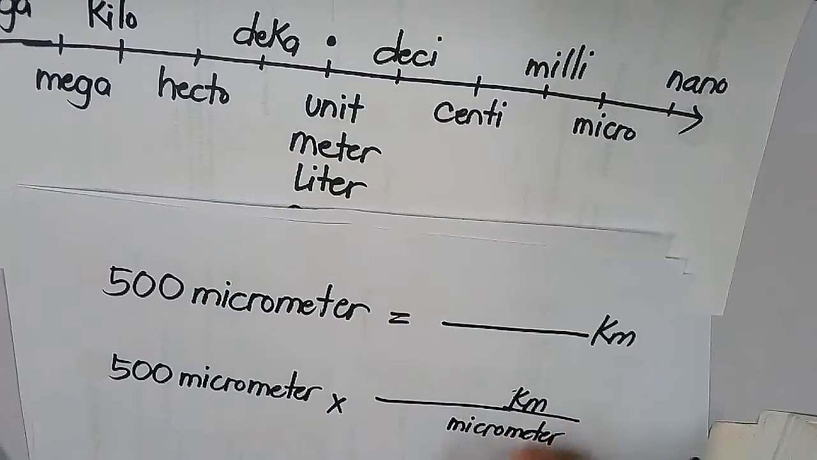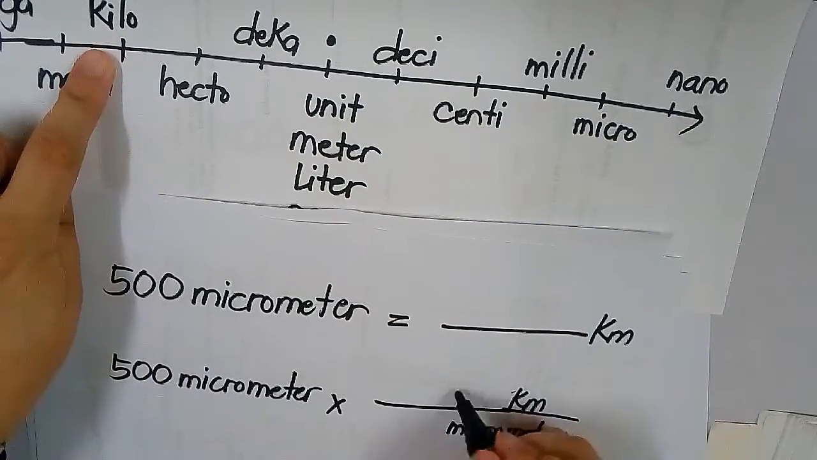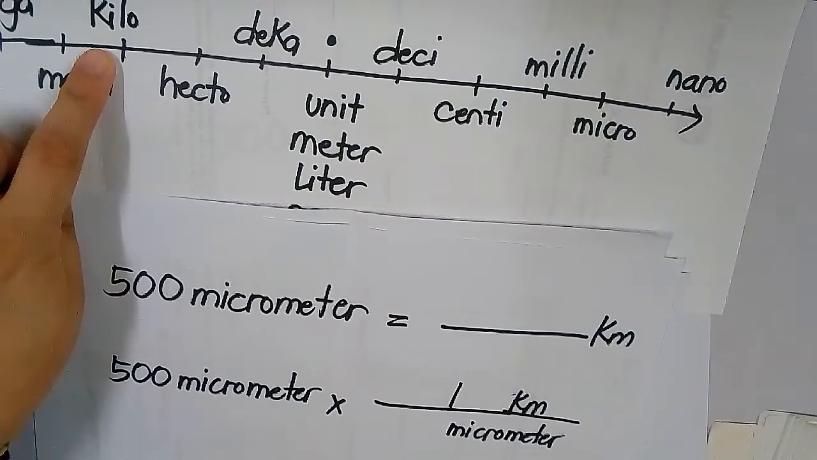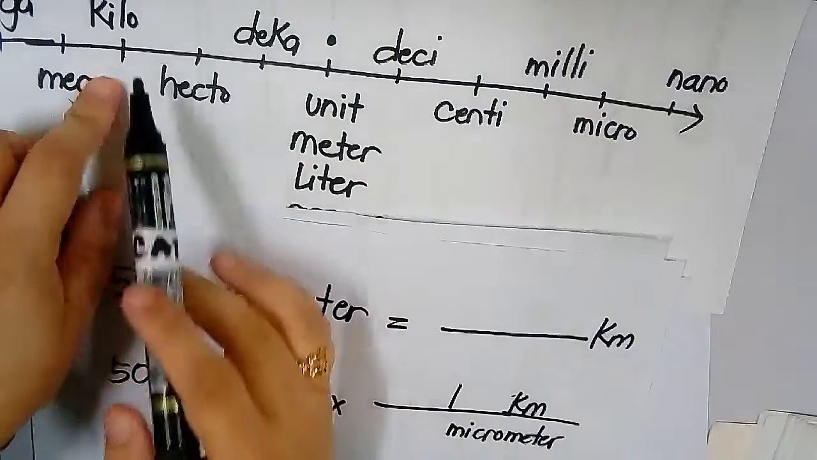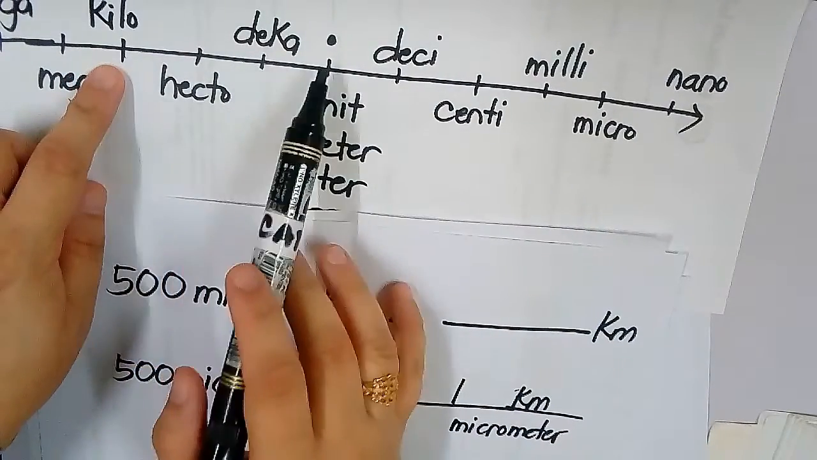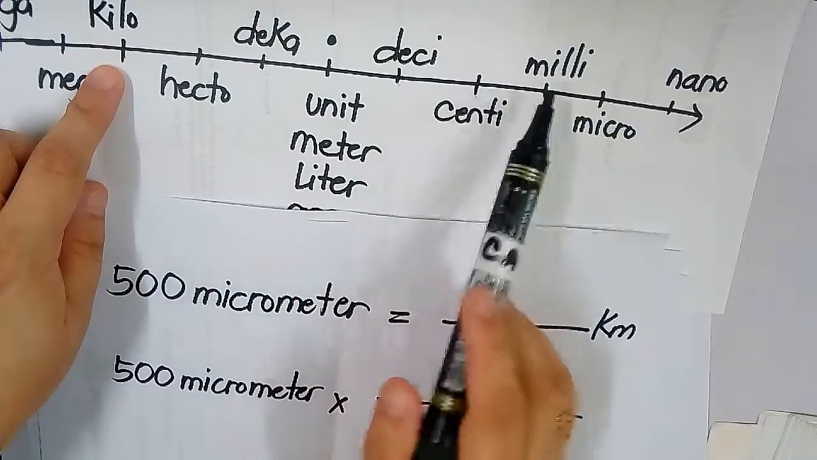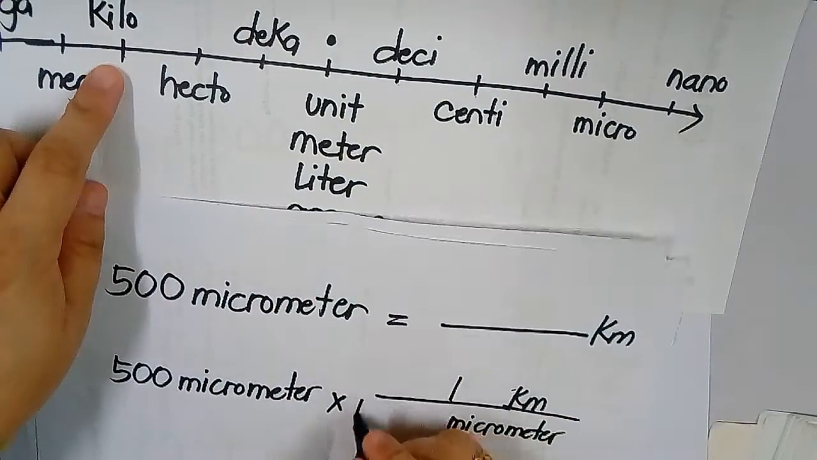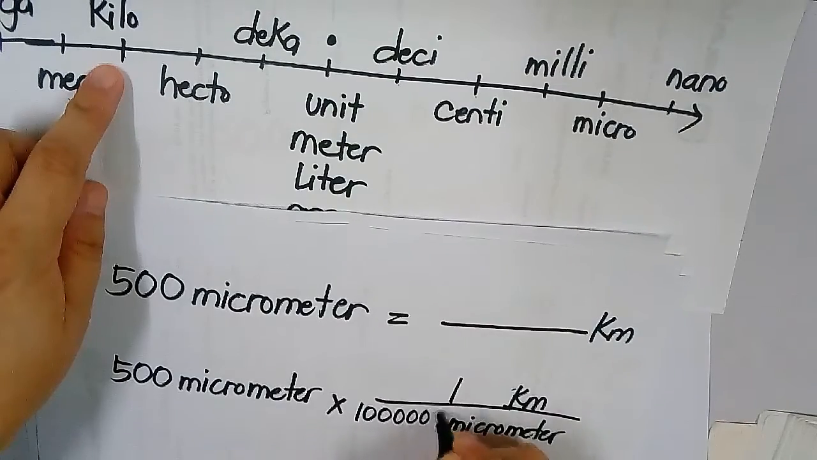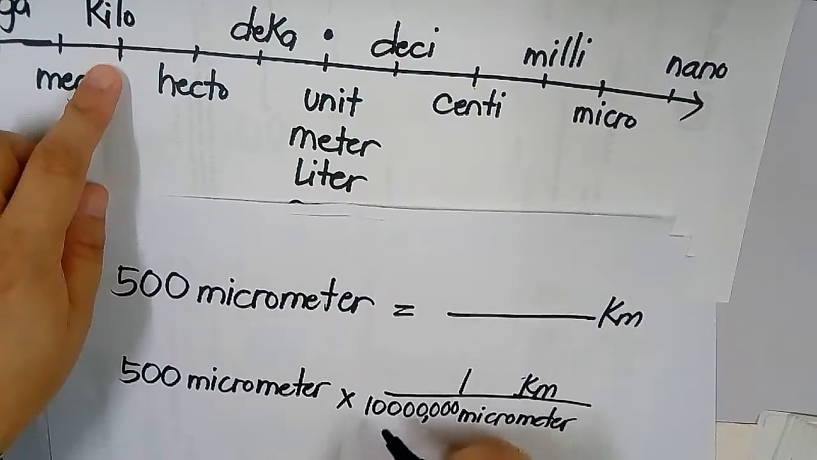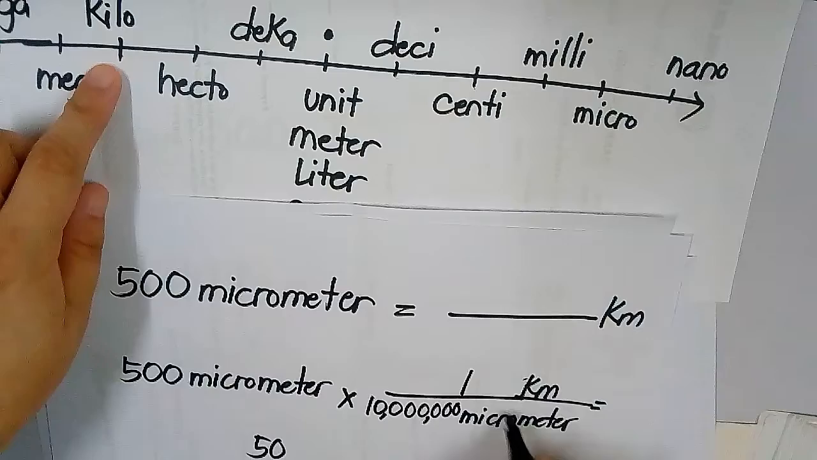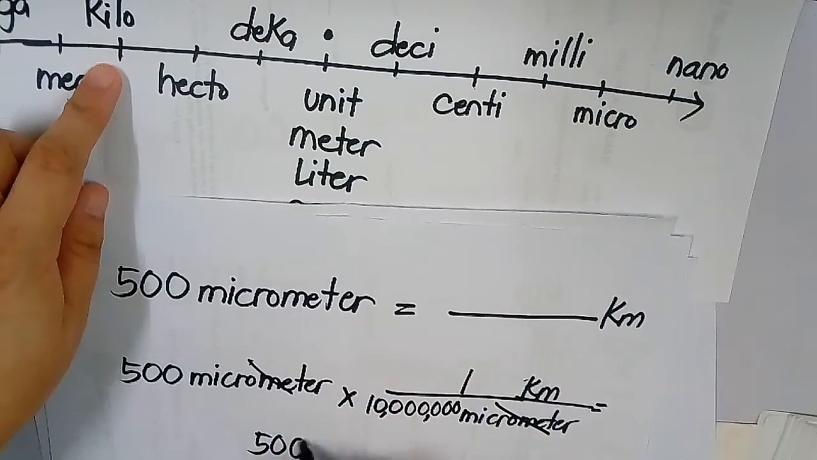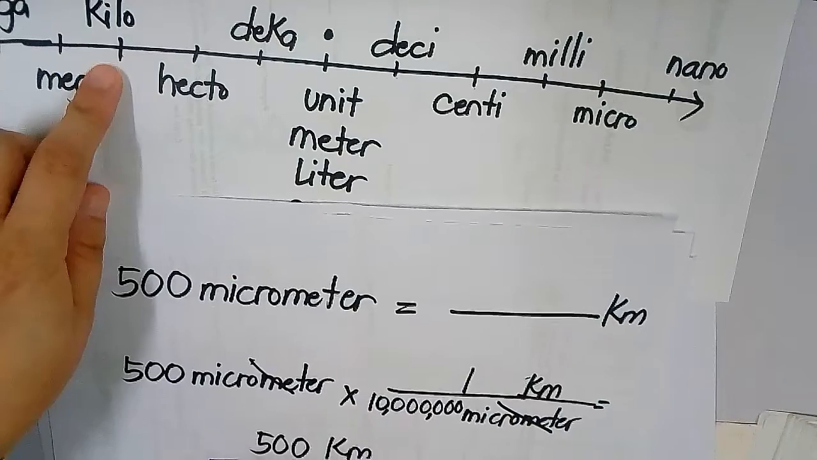Okay? So, tingnan natin. Sino ba mas malaki sa kanila? Si kilometer o si micrometer? Si kilometer pa rin. Kaya naman, 1 yung nandito sa taas. Ngayon, ilang micrometer kaya mayroon sa isang kilometer? Bilangin natin yung number of zeros. 1, 2, 3, 4, 5, 6. Okay? So now we can convert, cancel the micrometer. So 500 kilometers over.